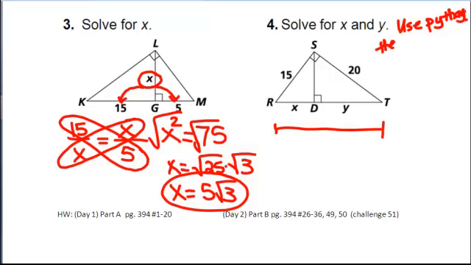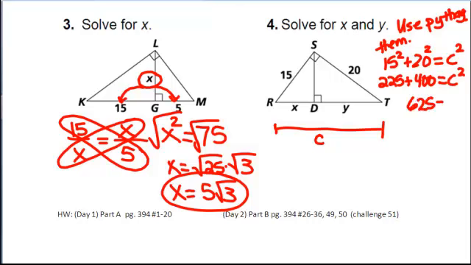So I have a squared plus b squared equals c squared. The c is the hypotenuse, so let's just call that c. I have 15 squared plus 20 squared equals c squared. Using my calculator, 15 squared, 225 plus 400 equals c squared. 625 equals c squared. Square root. Man, 625 is a perfect square. c is 25. So this length is 25.